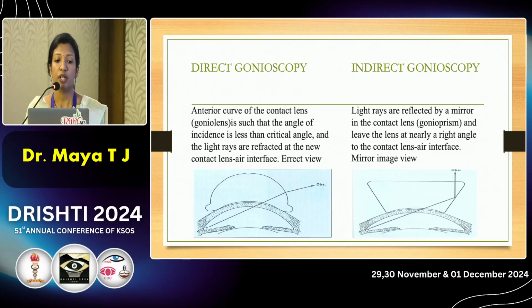So we use a contact lens which bridges between the anterior film and the cornea. The anterior curvature of the contact lens in direct gonioscopy is such that the angle of incidence is less than this critical angle, and the light rays are refracted at the new contact lens air interface, and we get an erect image of the angle structures. In indirect gonioscopy, we get a mirror image of the angle structures.